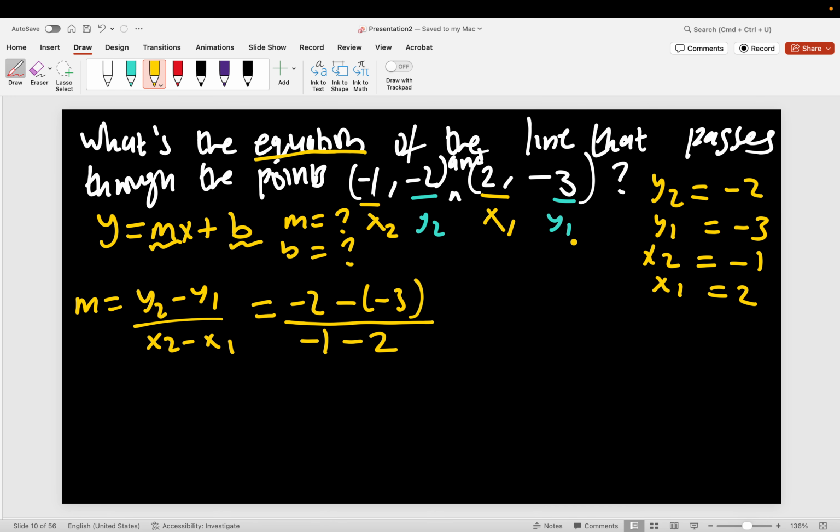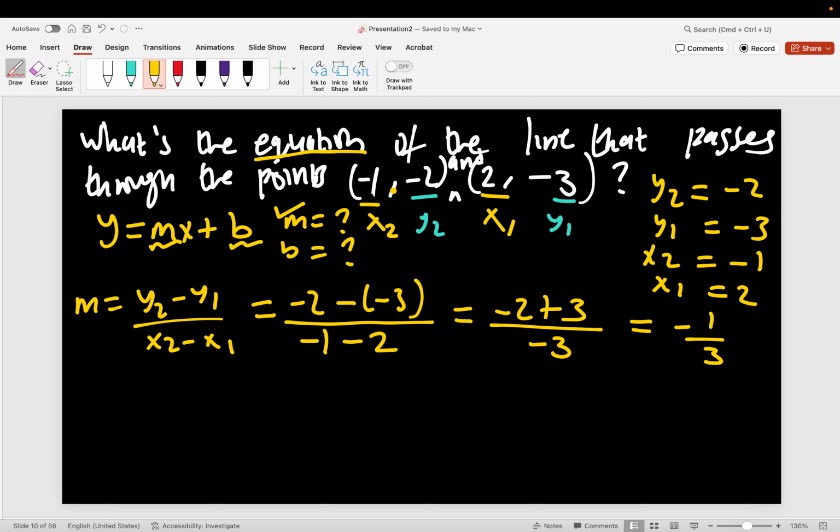So it's y2, which is -2. I'm going to subtract it from y1, which is -3. And then I'm going to divide it by x2, which is -1, minus x1, which is 2. Negative times negative is positive, so it's -2/3. And -1 minus 2 is -3. 3 minus 2 is 1, so it's just -1/3. So that's m, and now we need to find b.